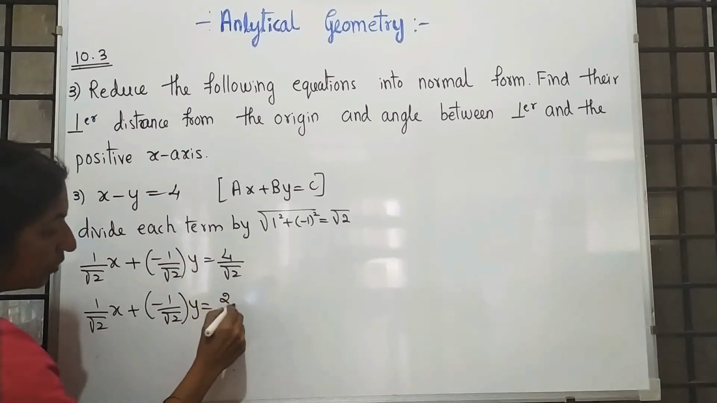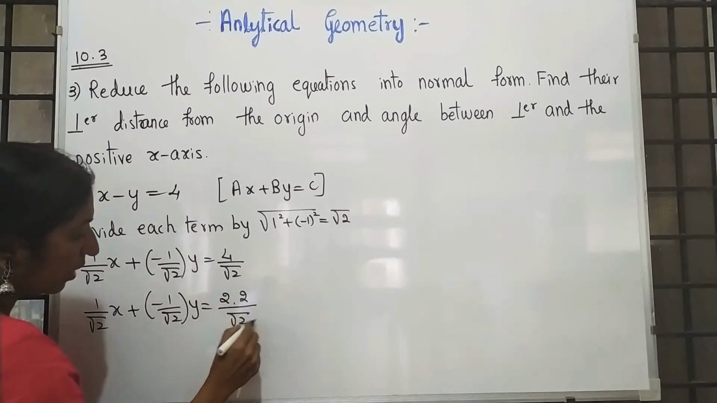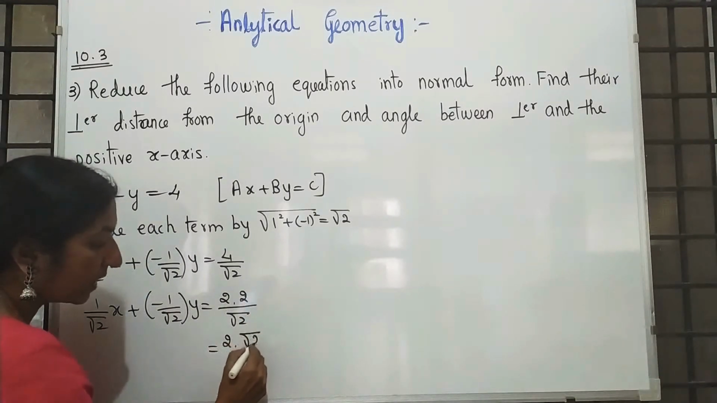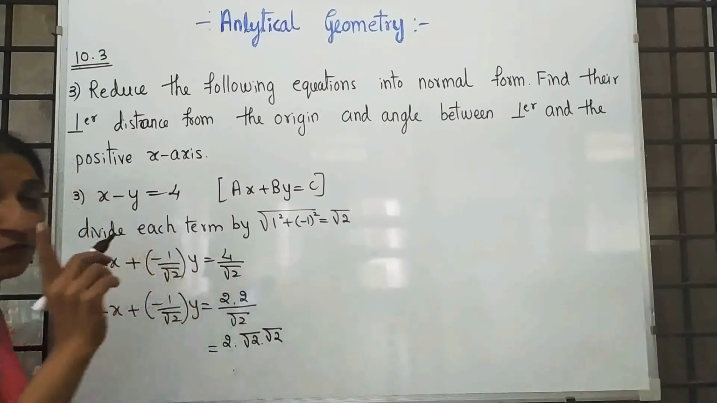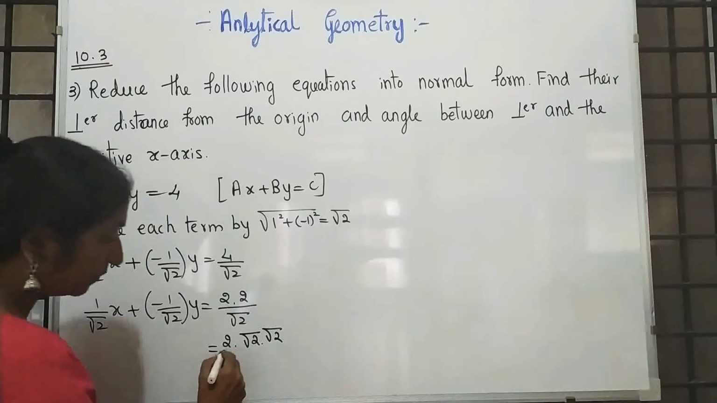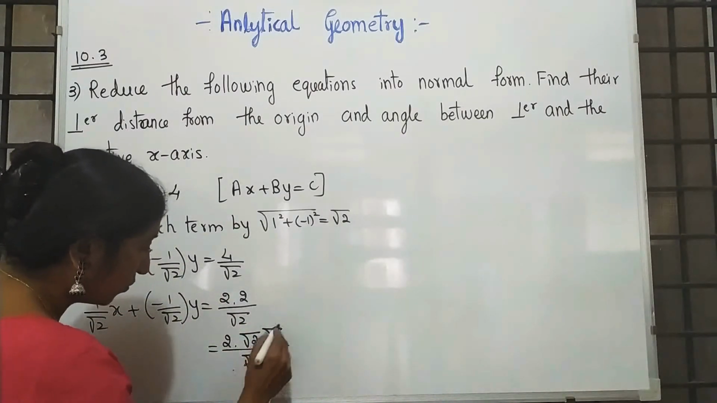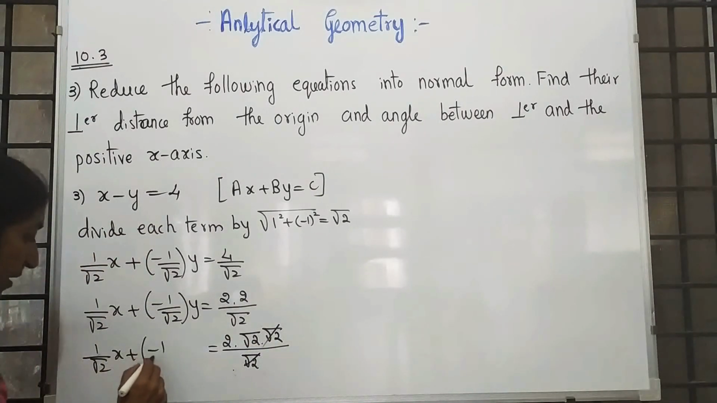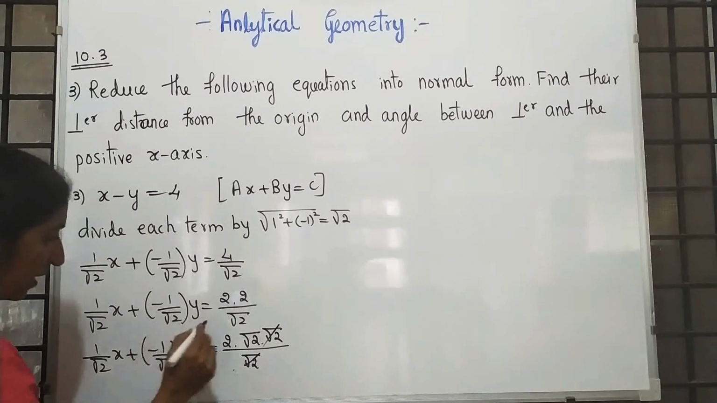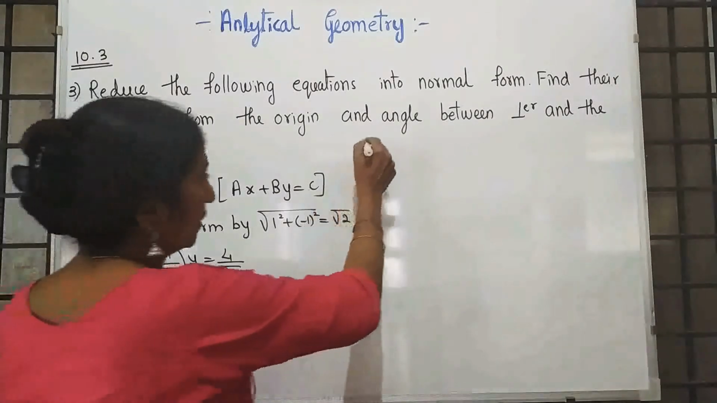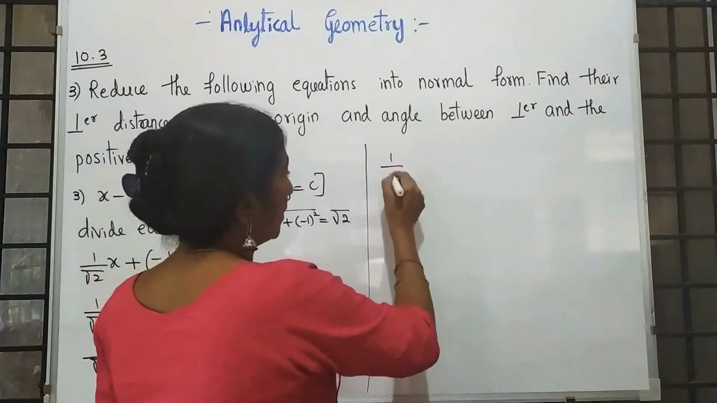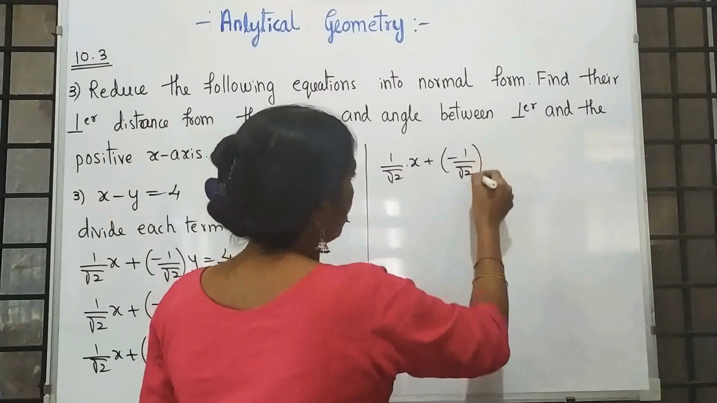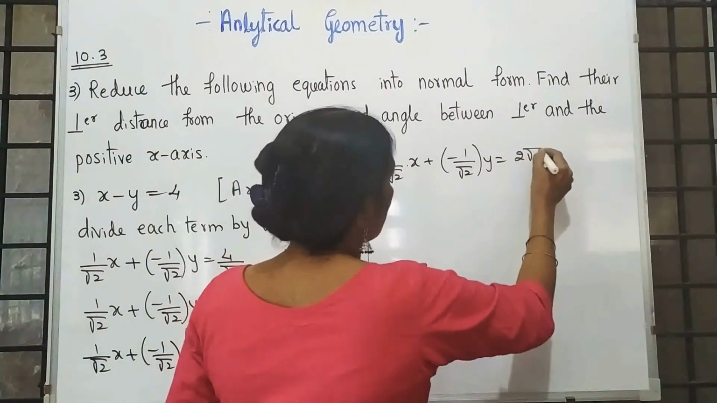4 I am writing as 2 into 2 upon root 2. 1 by 2 I kept as it is. 2 I am writing as root 2 into root 2 because you are familiar. Root 2 into root 2 is 2 upon root 2. This is 1 by root 2 into x minus 1 by root 2 into y is equal to 2 root 2. See here.